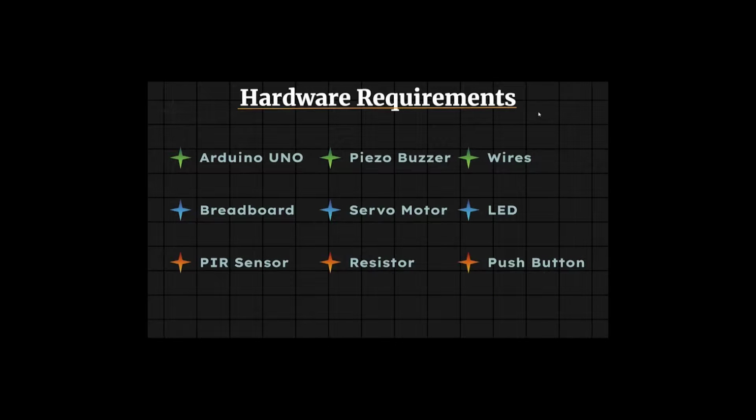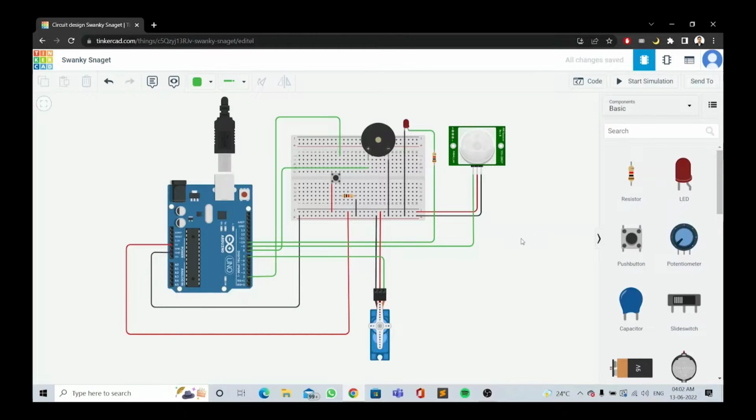The hardware requirements for our project include one Arduino Uno board, one breadboard, one PIR sensor, one piezo buzzer, one servo motor, one resistor, some LED lights, several connecting wires of various colors, and one push button. Let's check the circuit and code. These two columns are for ground and power respectively. The signal pin of the PIR sensor is connected to pin 9 of the Arduino Uno. Similarly, the servo motor is connected to pin 7, the piezo buzzer to pin 8, and the push button to pin 2, along with other connections to ground and power.